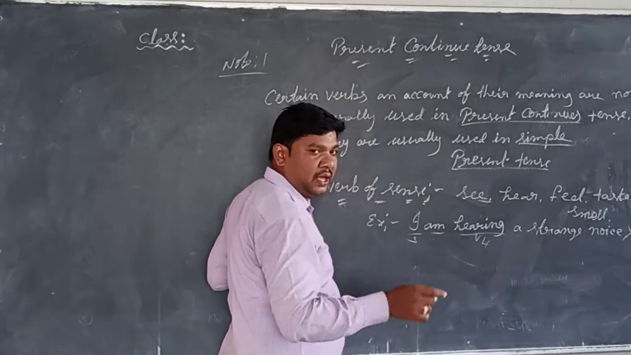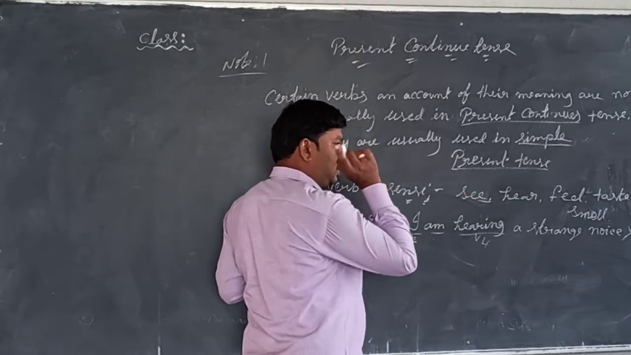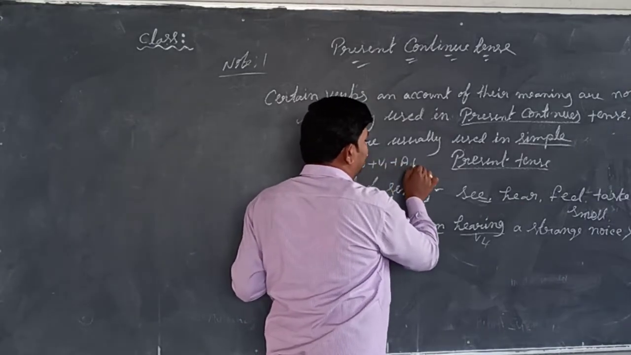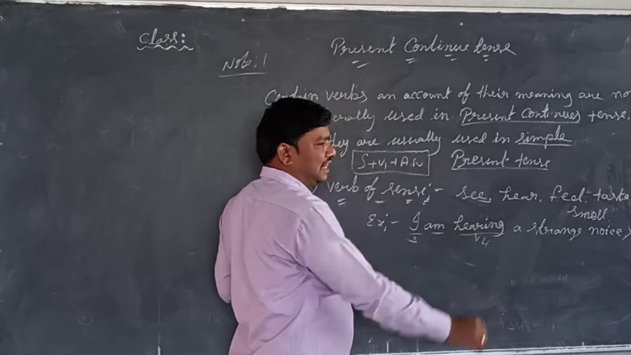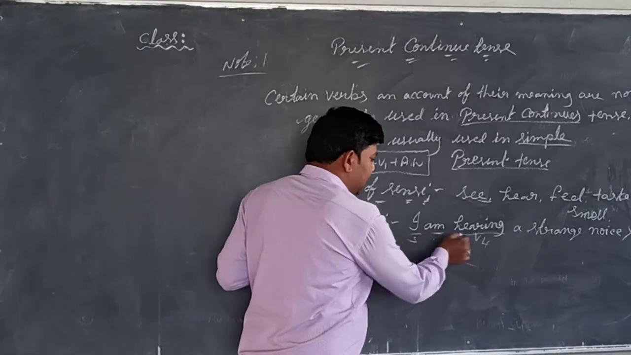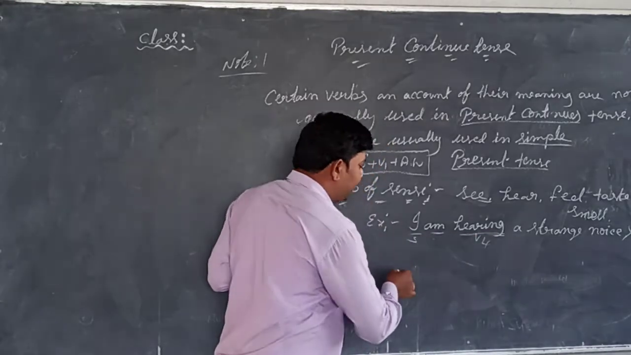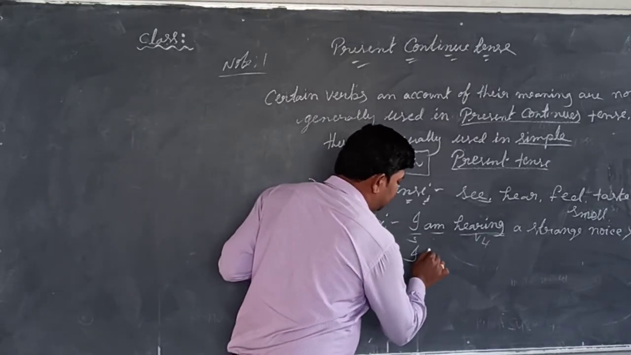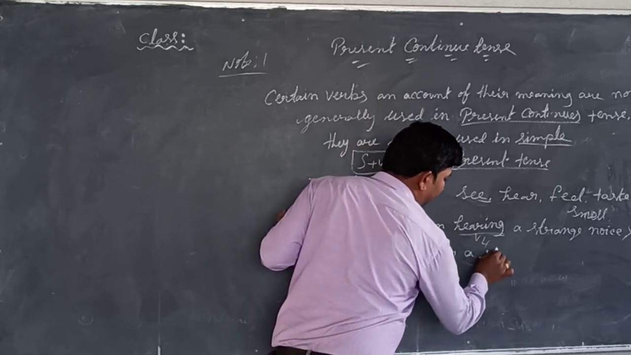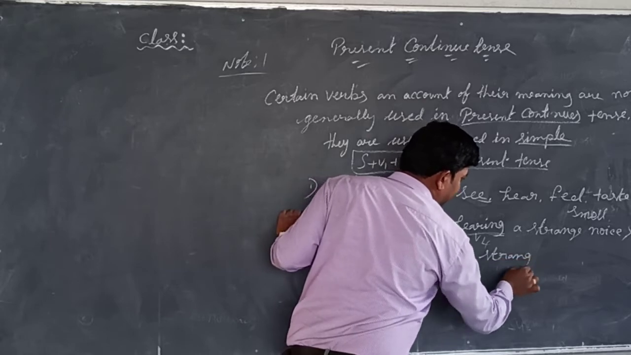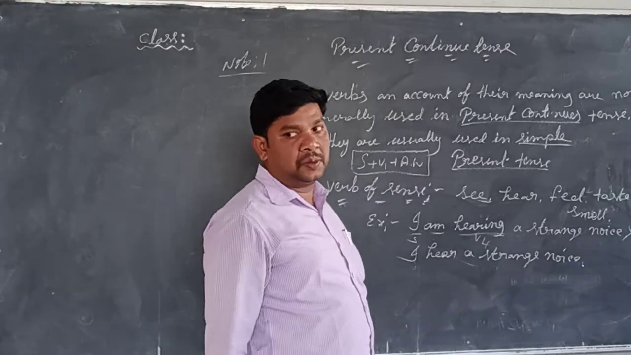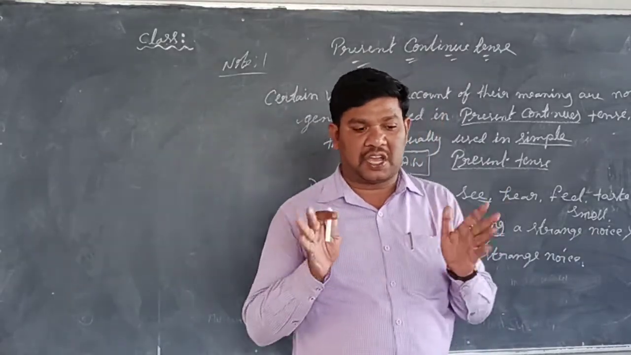We use only simple present tense. The structure of simple present tense, remember, is subject plus V1 plus additional words. This is the positive sentence structure I told you in previous classes. That's why we write here in simple present tense, I hear a strange noise. Understand, students?